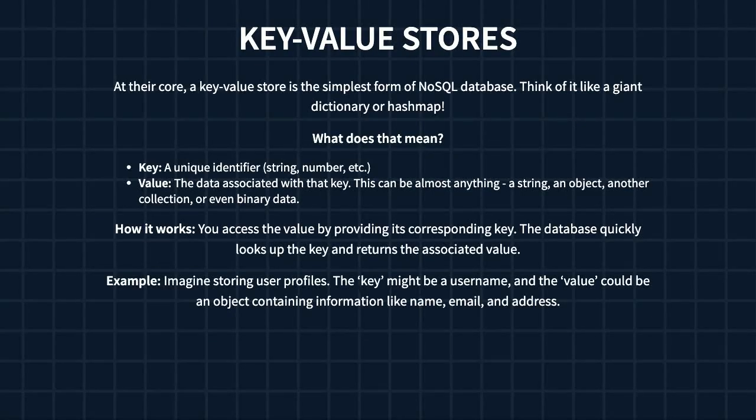Okay, let's talk about key value stores. They're really fundamental to understanding NoSQL. Basically, it's a super simple database model. You have a unique identifier, the key, and then the data itself, which is the value. It's like a massive dictionary where you look up information using a specific word, the key, and get back its definition, the value. These are incredibly fast for retrieving data because they don't need to do complex searches, just a direct lookup. Think about storing user profiles. Each username could be the key, and the associated value would be an entire profile object with all their details.